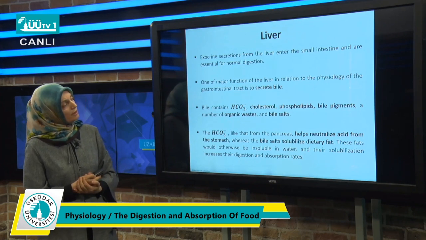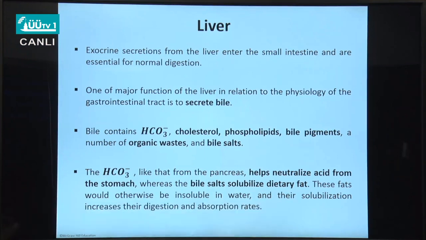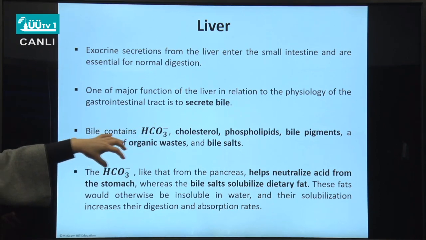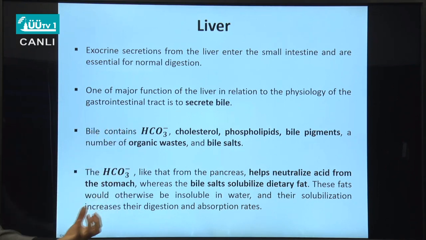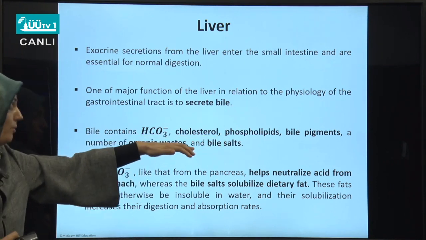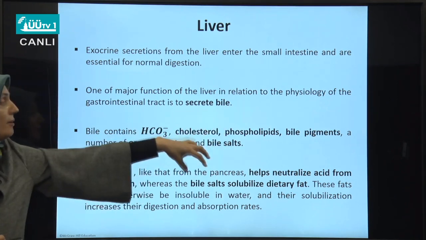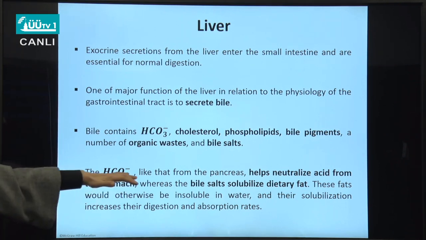Okay, so the liver, we said, is very important for secretion of bile. So why is bile important? Because bile contains the bicarbonate ions, which decrease the acidity in the small intestine because the chyme has very high acidity, and also cholesterol, phospholipids, bile pigments, organic wastes, and also bile salts. So these bile salts specifically, and also the other components of the bile, are very important for solubilization of the lipids. And the bicarbonate ion neutralizes the acidity.